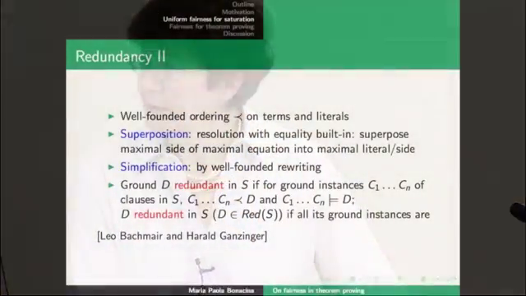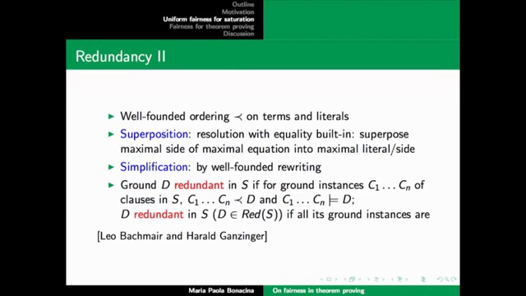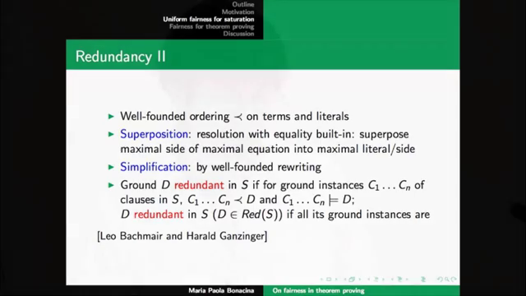Another example, the notion of redundancy that we usually have when we couple superposition and simplification. Simplification is resolution with equality built in. We assume to have a well-founded ordering on terms and literals, and we superpose maximal sides of equations into maximal sides of other equations or maximal non-equational literals. Simplification uses this ordering to do well-founded rewriting.